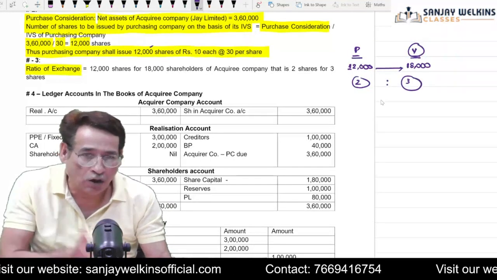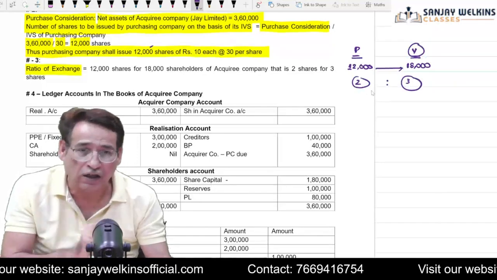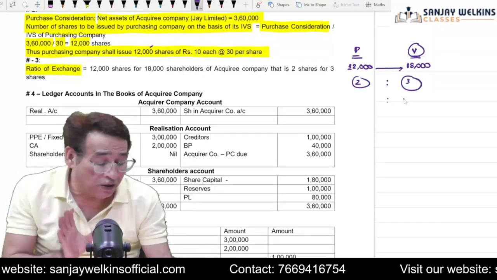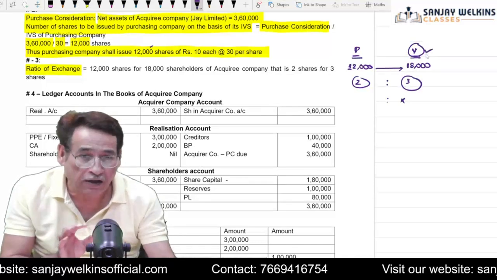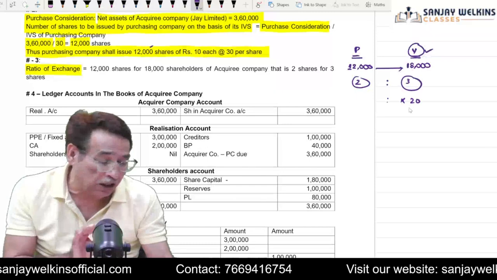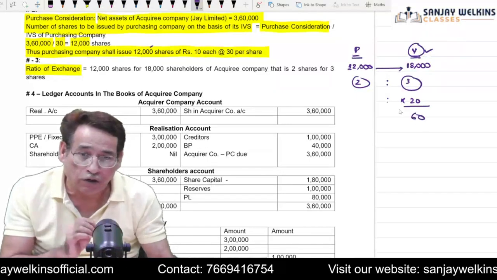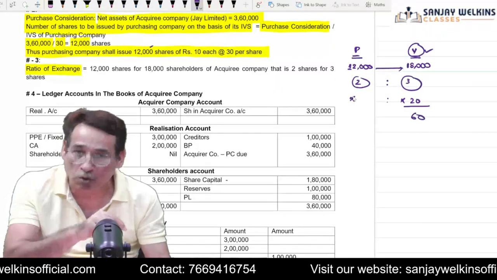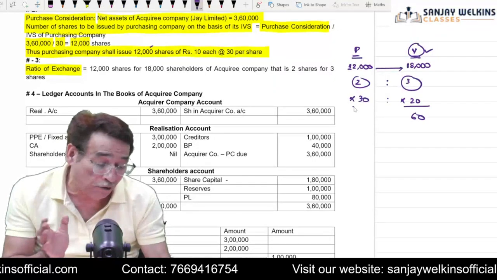But if we look carefully, we are not doing any injustice. See here, the intrinsic value of the vendor company we just computed was 20. That means the worth of 3 shares as per intrinsic value is equal to 60. And we are issuing 2 shares, but the intrinsic value of our share is 30.